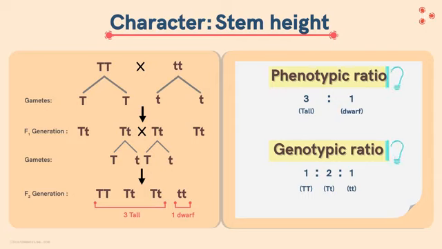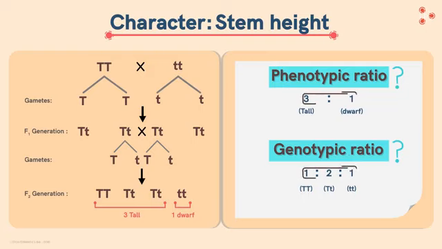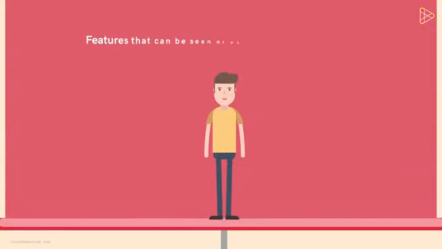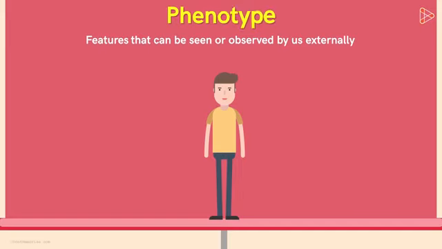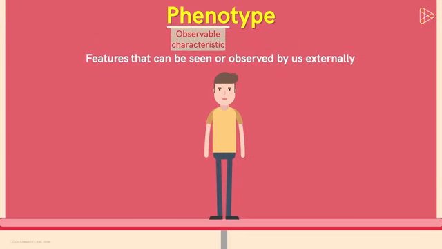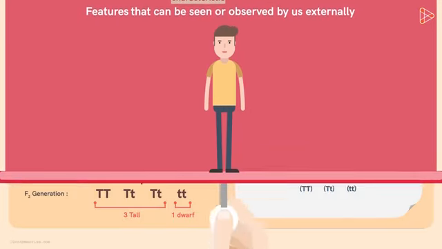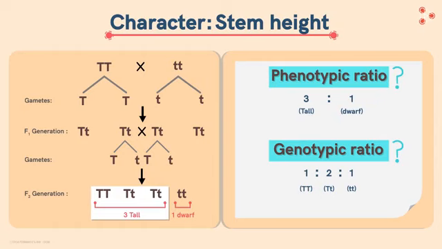Any idea what these terms mean? Let's understand them first and then proceed with understanding the ratios. The features that can be seen or observed by us externally are called phenotypes. Pheno is a prefix that indicates an observable characteristic. We could clearly see in this case, 3 are tall and 1 is a dwarf plant. Hence, the phenotypic ratio is 3:1.